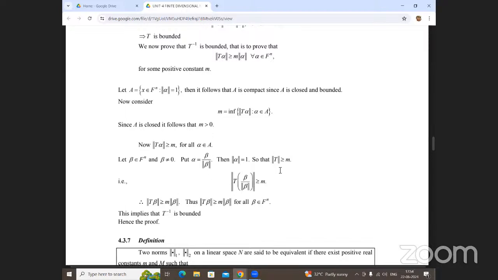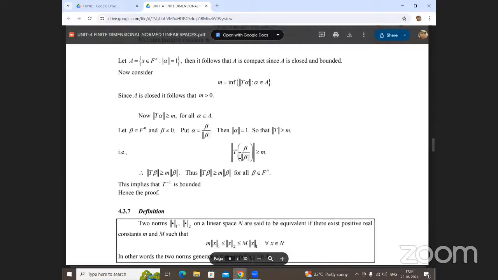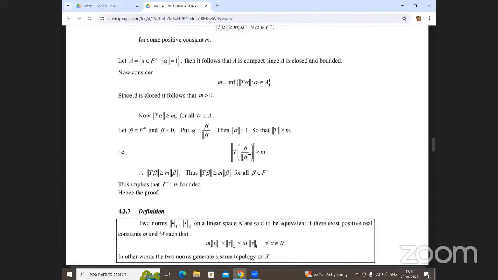Students, this is a very important notion. Norm T alpha is greater than or equal to m. In the same manner, norm T of beta by norm beta is greater than or equal to m. When we cross multiply, norm of T beta is greater than or equal to m into norm beta. So finally, norm T of T beta is greater than or equal to m into norm beta, for all beta in the n-tuples of the field element.